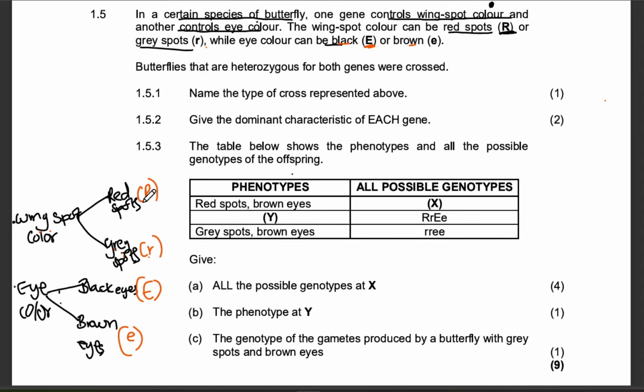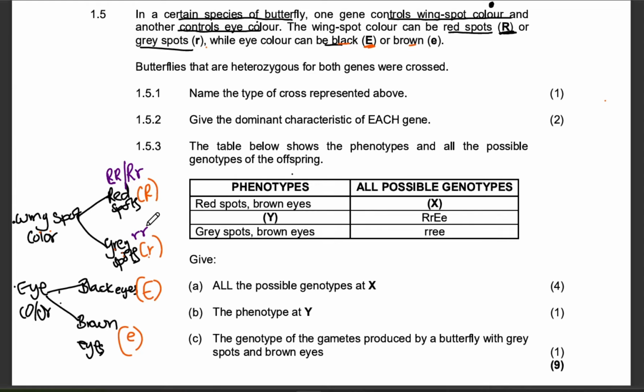So since you know that the red spots are dominant over the gray spots in terms of the wing spot color, a butterfly that has red spots has two possible genotypes. Now, the two possible genotypes for red spots is capital letter R, capital letter R, or capital letter R and small letter r. The reason for that is this will be red spots that is obviously homozygous dominant for red spots, and this is heterozygous, and obviously it will still be red spots because the red spots are dominant over the gray spots. So these are the two possible genotypes, and the only possible genotype for a butterfly that has gray spots is small letter r, small letter r.